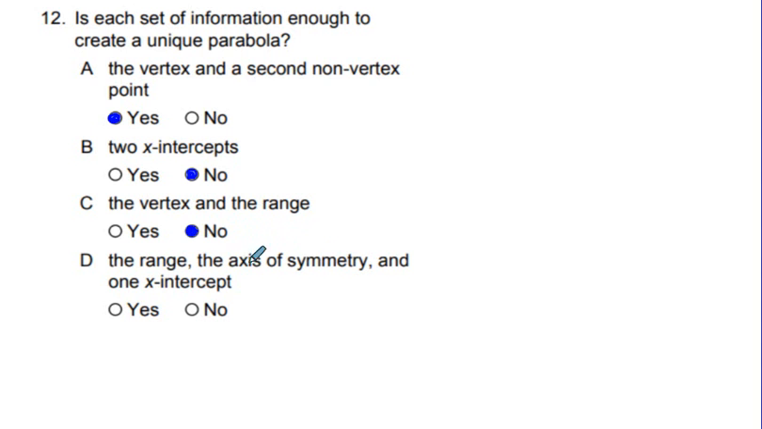Finally, D, the range, the axis of symmetry, and the x-intercept. Well, one x-intercept will be one other point. The range and axis of symmetry would give us the vertex. So this is kind of a convoluted way of saying the vertex and then one other point. Of course, that's presuming that we don't have a minimum or maximum of y equals 0, but generally we'd say yes. So that's what 12 looks like.